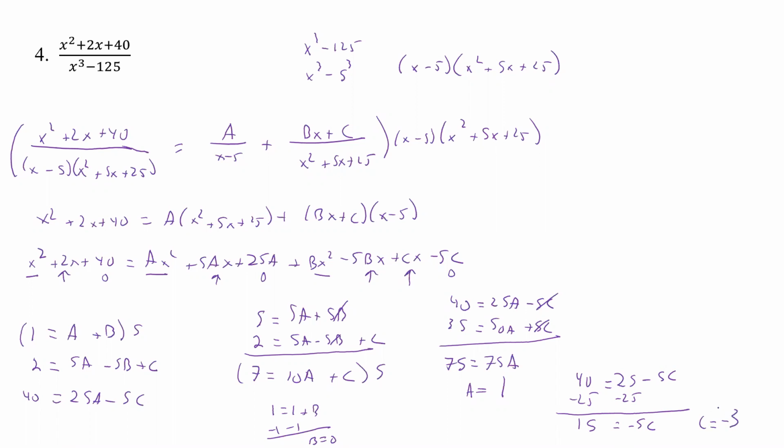Okay. And so now I've got A, B, and C, so I can plug that back in. A is 1, so my final answer in the decomposition is going to be 1 over x minus 5, plus B, which we said was 0, then C was minus 3, so minus 3 over x squared plus 5x plus 25. And that should then be my answer as far as the decomposition of this fraction. And again, this one, we had to realize that that was the difference of cubes.